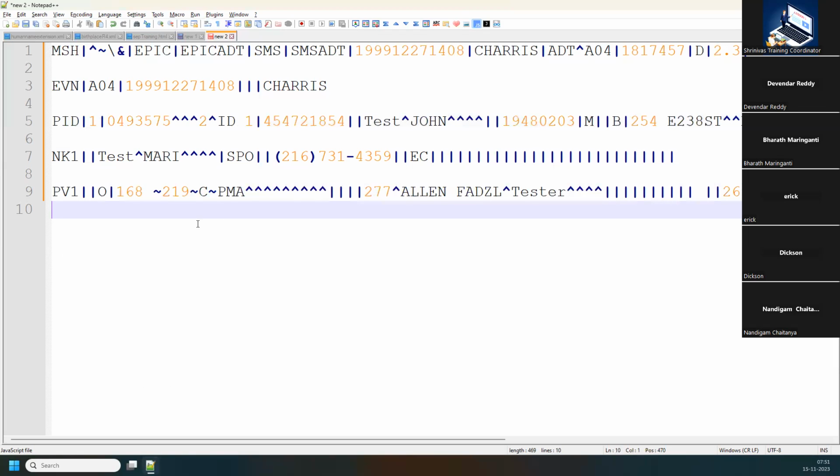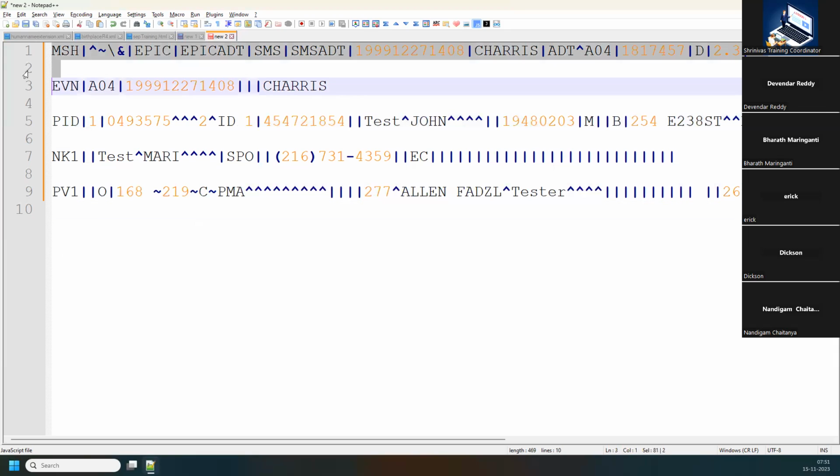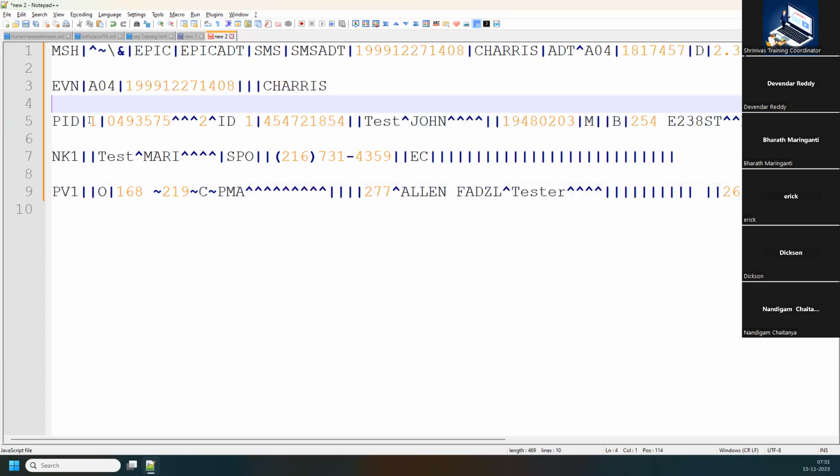So with this, we'll halt our today's session. In tomorrow's session, we will see how to read an HL7 message, the mechanism of how to read the message. Then we will continue with the rest of the topics which are dedicated for session 2. Any questions from anyone?